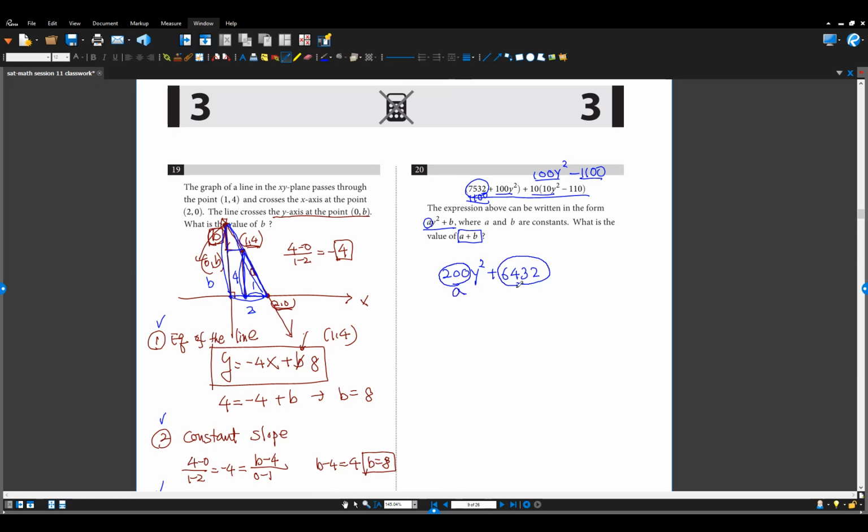This constant is b. The sum of these two is what? The sum of these two numbers is what? 6632 is the answer. Okay.